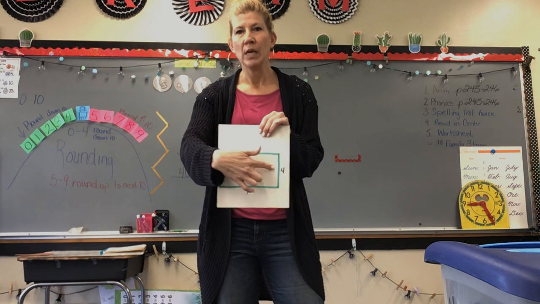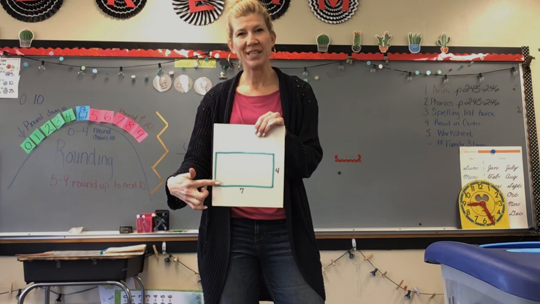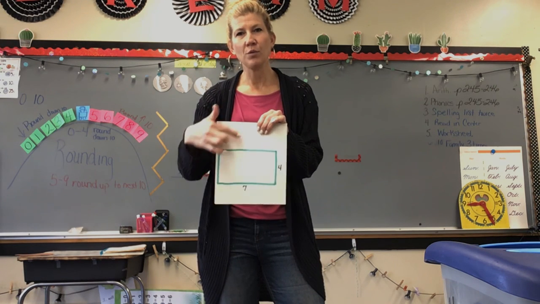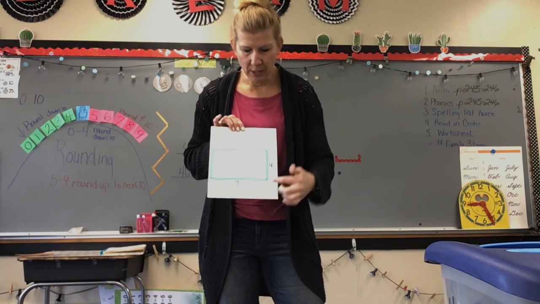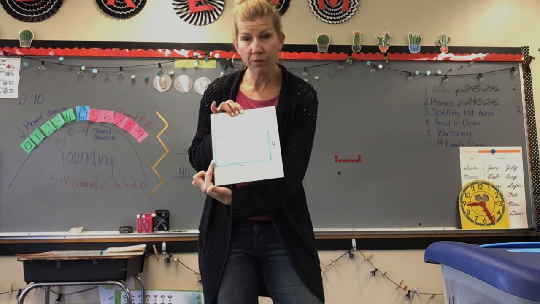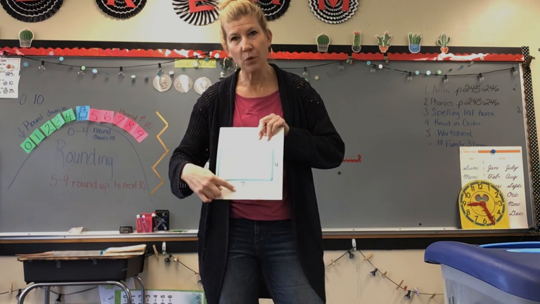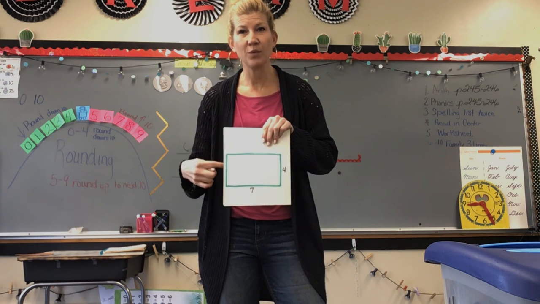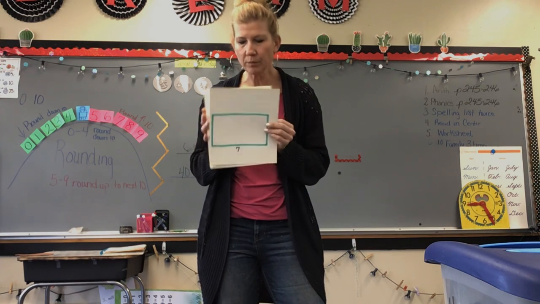What do we know? This side is the same as this side, because it's a rectangle, and the bottom is the same as the top. So these 2 numbers are the same, and these are the same. So you would add 4 plus 7. This would be 4, and this would be 7. So you would add up 7 plus 4 is 11, and then again 7 plus 4 is 11. 11 plus 11 is 22.